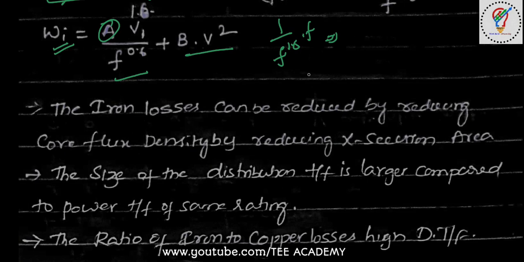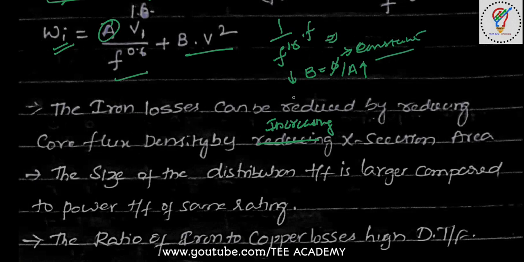We know that flux density B is equal to flux divided by area. Now we need to reduce this flux density. How can you reduce it? Flux density can be reduced by increasing the cross section area. This condition is valid where the flux remains constant. When the flux is constant, B is inversely proportional to the area, 1 by A.